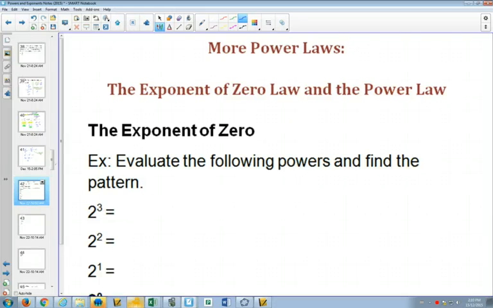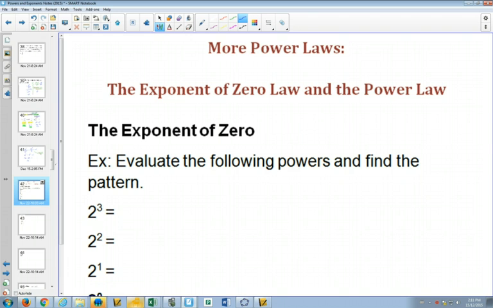So we're going to learn some more power laws. The first one is the exponent of zero law, and then we're going to learn the power of a power law. What happens when you take a power and put it to the power of something else? It gets really powerful.